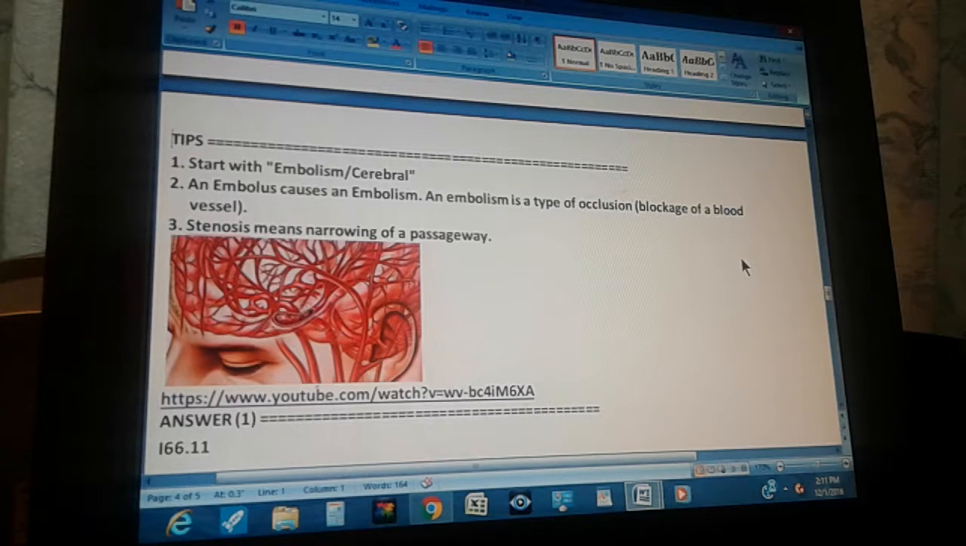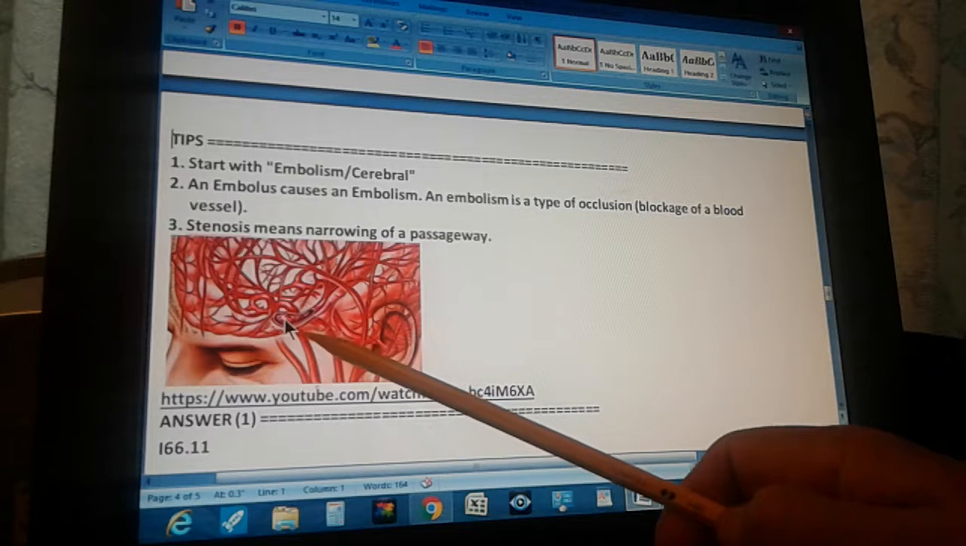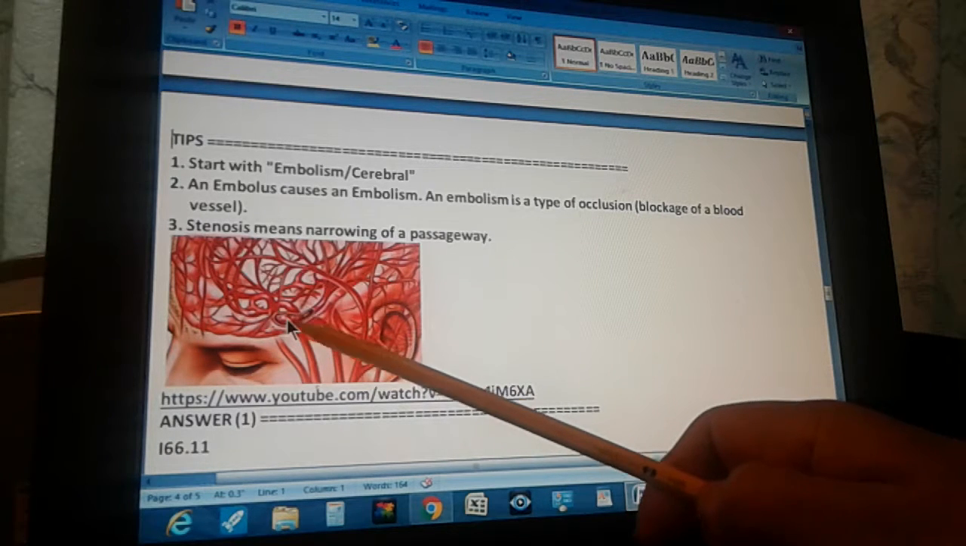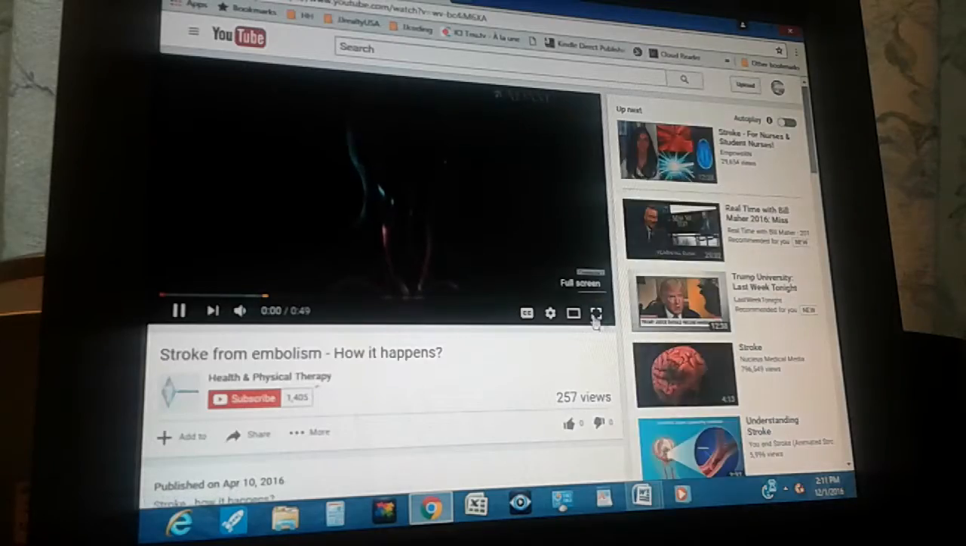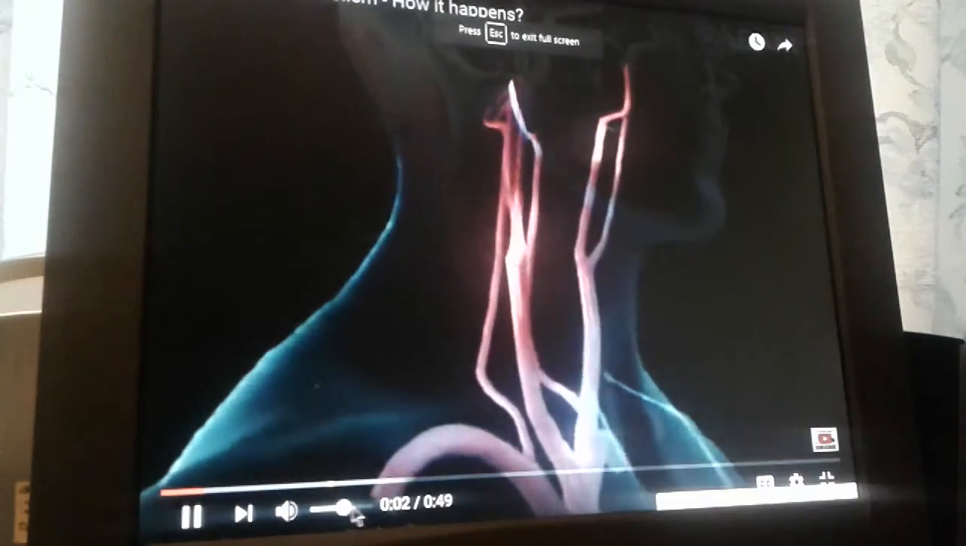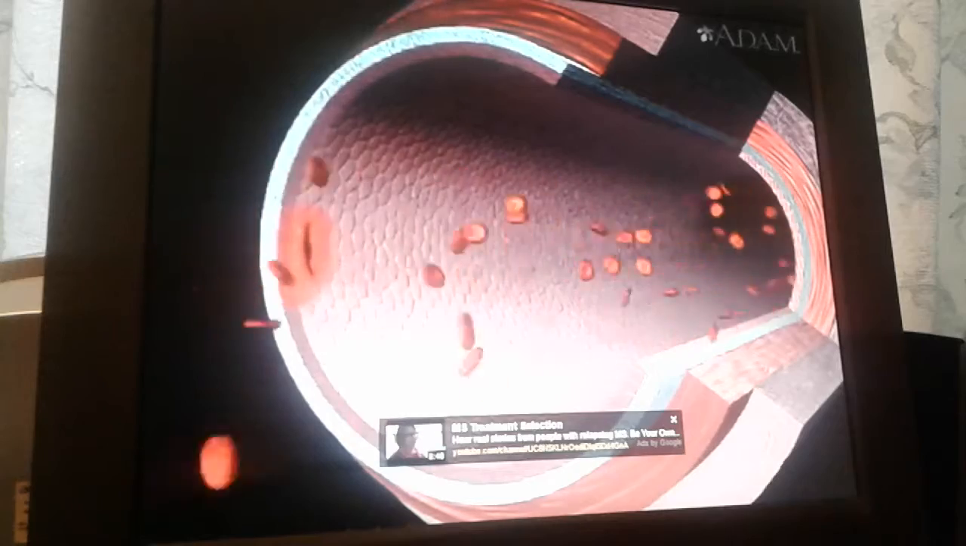And now you can see the picture here that Nelly Stephanie has chosen, and there is the embolus. It's blocking the flow of blood right there. And then we're going to watch a video so you can understand it a little more. A stroke can occur when an obstruction, such as a blood clot, travels from another part of the body and lodges inside an artery in the brain. When an arterial wall becomes damaged, various types of emboli, or obstructions, can form.